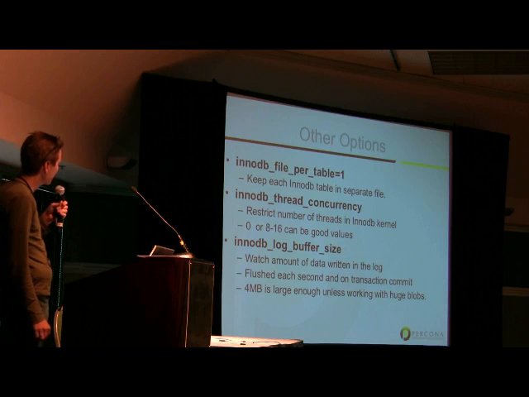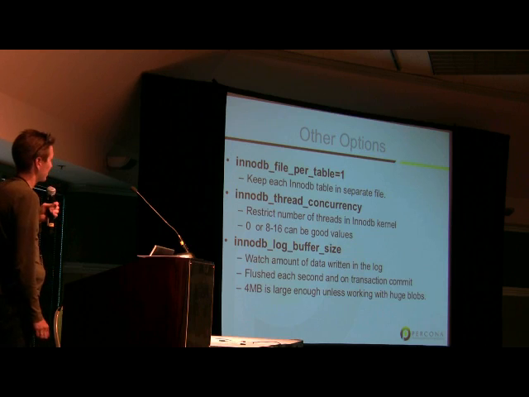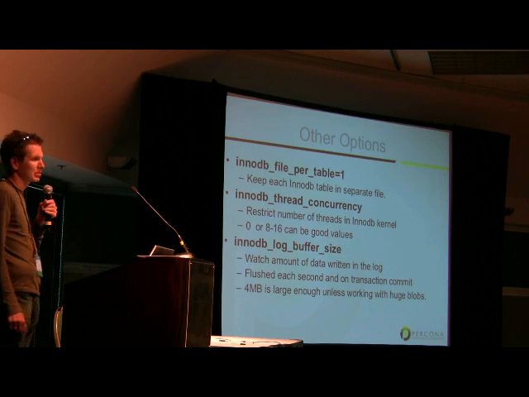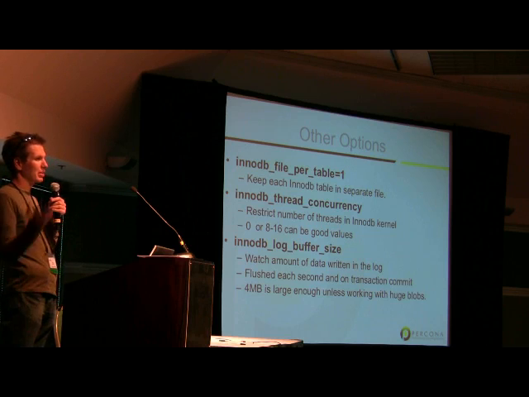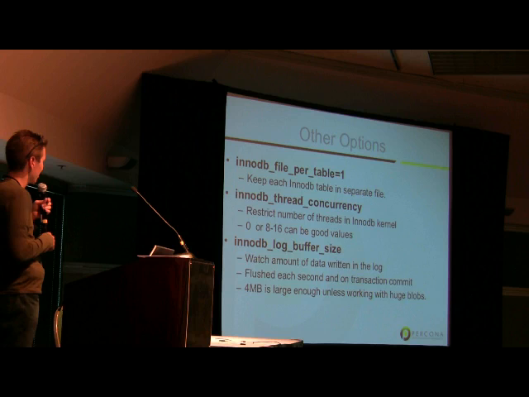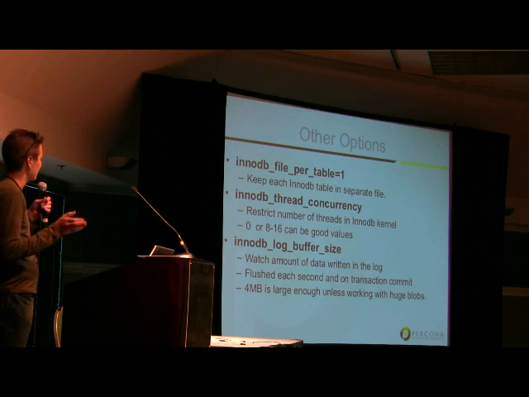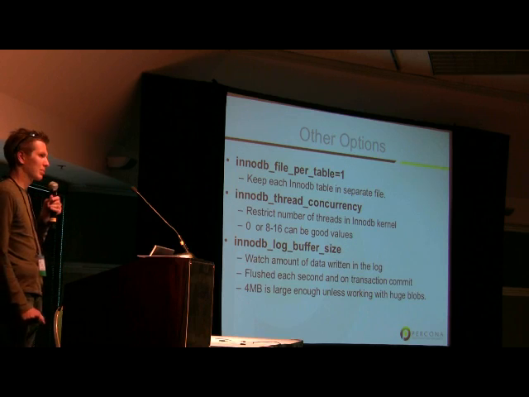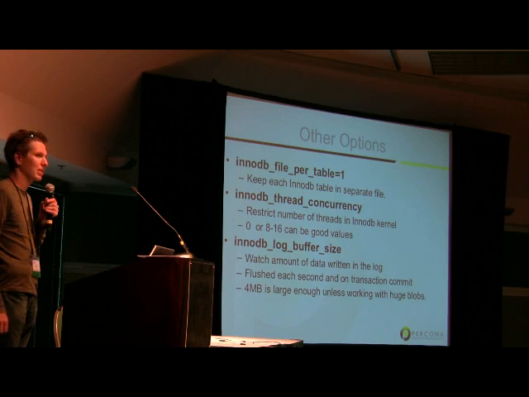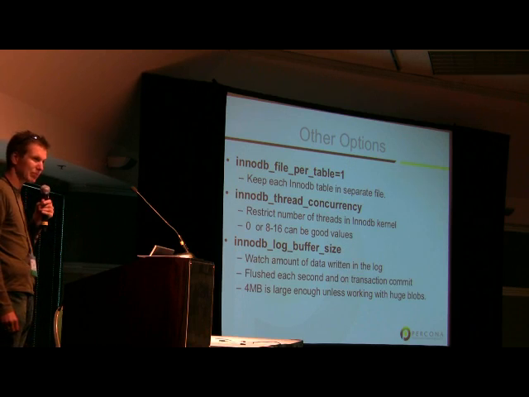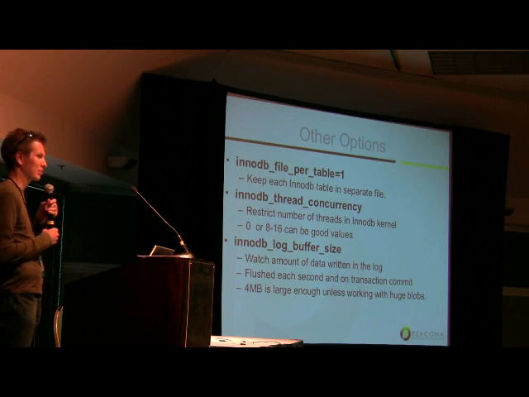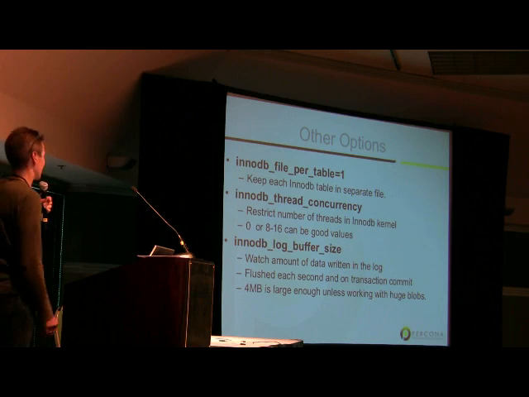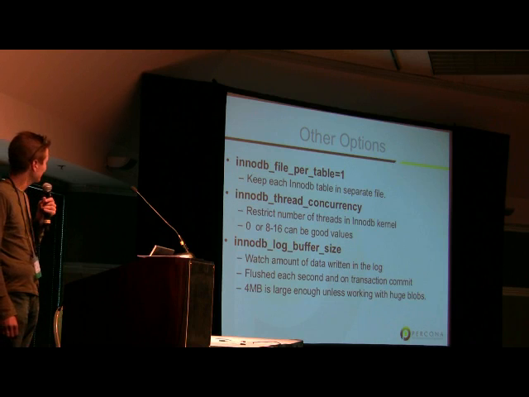InnoDB thread concurrency restricts the number of threads in the InnoDB kernel, and I would say sensible values are either setting it to 0 to disable it, or values from 8 to 16 can be reasonable if you want to restrict concurrency. Things are getting better with new InnoDB patches, and you may not need to use this variable very frequently.